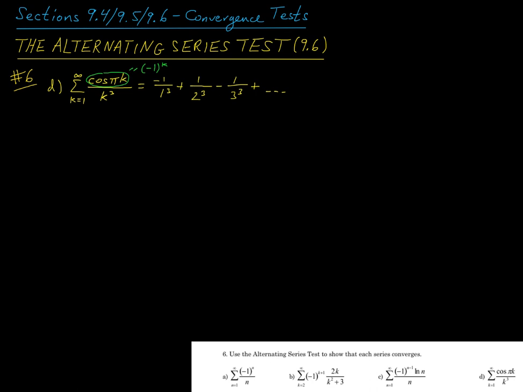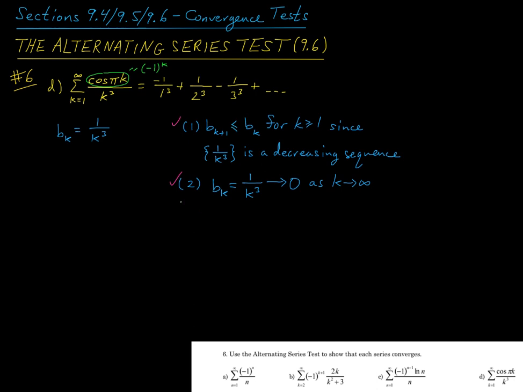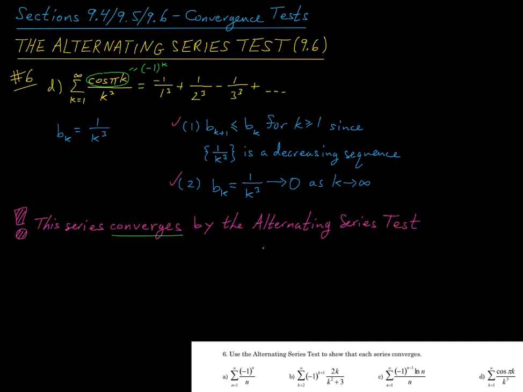So this is an alternating series. And here b sub k is 1 over k cubed. Clearly a decreasing sequence, so the first condition is satisfied. And for the second condition, 1 over k cubed clearly goes to 0. And so we conclude that, again, the series converges by the alternating series test. Great, and that's going to do it for this video.